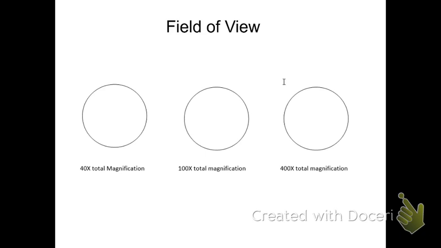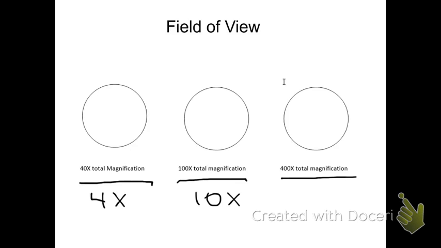And here I have the field of view when you're seeing things under 40 times total magnification. Remember that if you're seeing things magnified 40 times, you are using the 4x objective. If you are seeing things magnified 100 times, you're using the 10x objective. And if you are seeing things magnified 400 times, you are using the 40x objective.